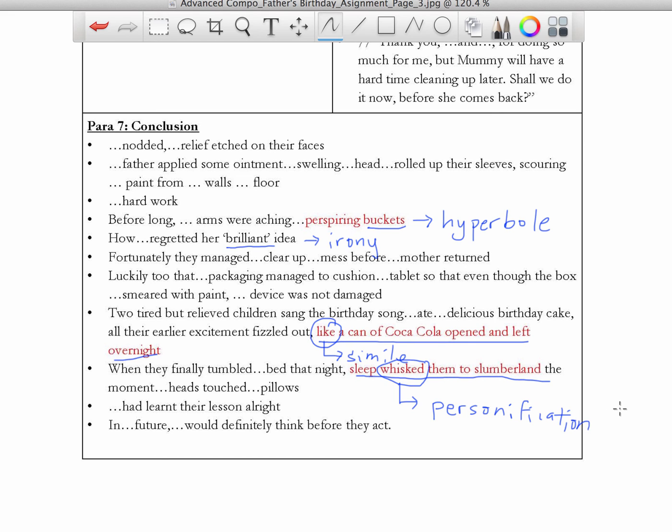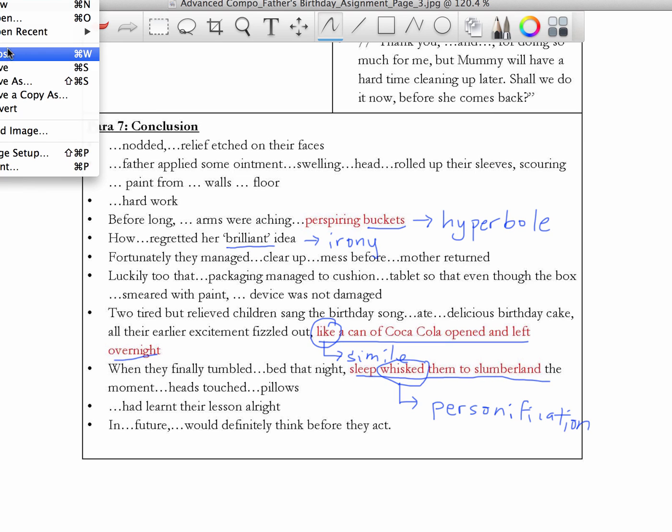Okay, so there you have it. One simple story, or one PSLE compo, and we actually used about 10 figures of speech there, and you notice that they really make your story more interesting, richer, more fun to read. Okay, now let's move back to the last part.